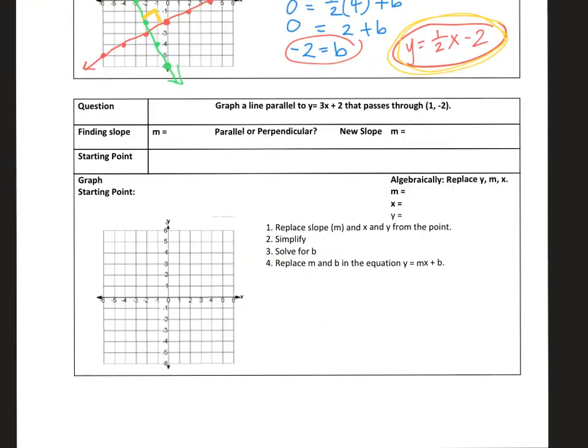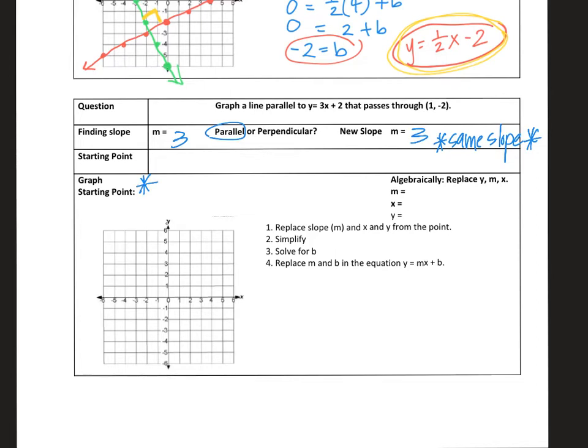Okay, for this next one, it's asking us to graph a line parallel to y equals 3x plus 2 that passes through the points (1, -2). So our original slope is 3, and since we're doing parallel, our slope is going to stay the same. So you can write off to the side, same slope. That's how you know if something is parallel, if it has the same slope. When we have a parallel line, they are going to have the same exact slope.